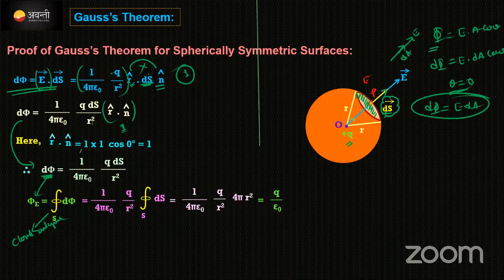क्लियर है ना? डी फाई करना है. इधर again d phi का value 1 by 4 pi epsilon naught, q is constant and r is also fixed one. Area is only changing. We need to integrate this point, right? That's why I will take 1 by 4 pi epsilon naught q by r square outside of the integration, and I'm going to integrate the ds. Guys, let me know what is the integration of ds. Ds means this is the small area. If you integrate the full area of this sphere, what will you get? Area of this sphere.